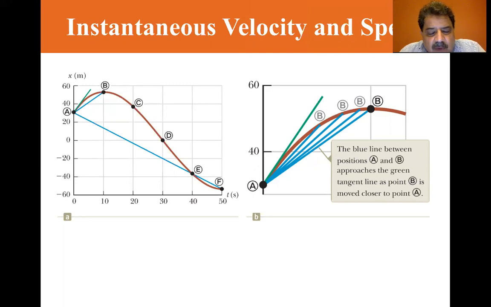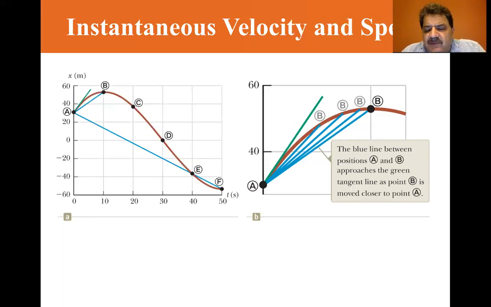Figure B is a blow up of that small section. The line between the points becomes steeper and steeper. As the two points become extremely close together, the line becomes the tangent line to the curve, the green line. The slope of the tangent line represents the velocity of the car at point A.